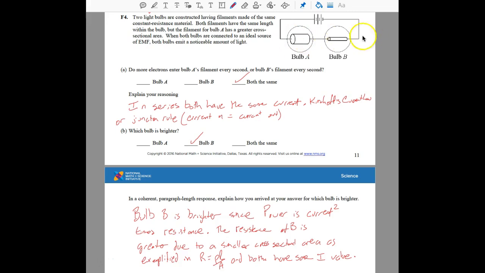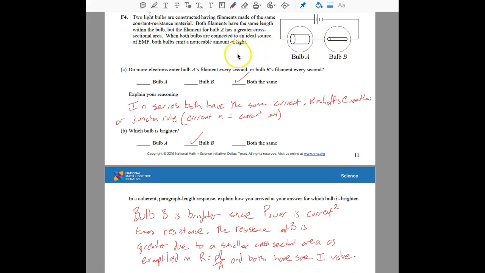So we have a couple different light bulbs, and you'll notice that the filament in light bulb A is very thick, and the filament in light bulb B is very thin. Both have the same length, though, but this one just has a bigger cross-sectional area. They're connected to a battery, and it is an ideal source of EMF. Remember, that's kind of the same thing as potential, but we use the word EMF for batteries, and we use V for measuring the voltage in each one of the bulbs.